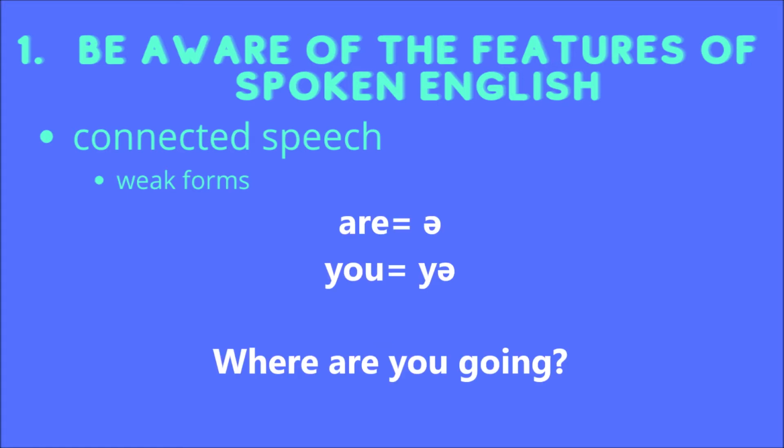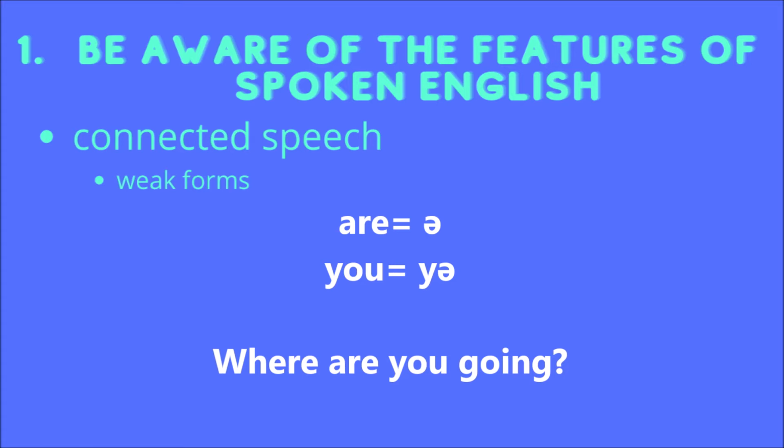So we've got "are", which becomes "a". You've got "you", which becomes "y". So, where are you going? Where are you going? Yeah. "Are" is an auxiliary. "You" is a pronoun.